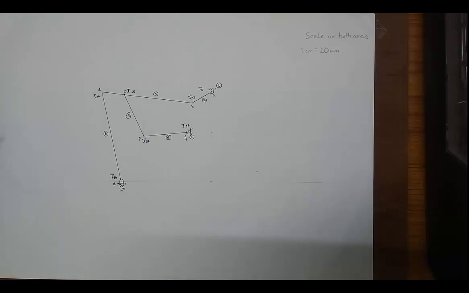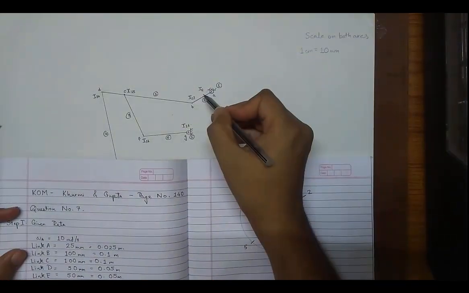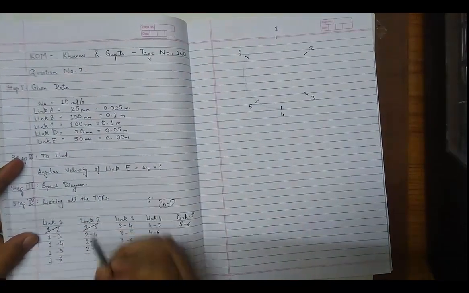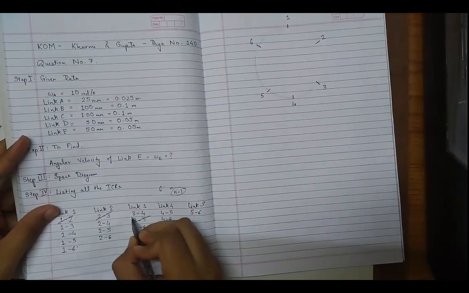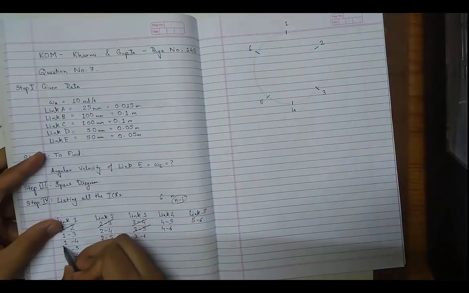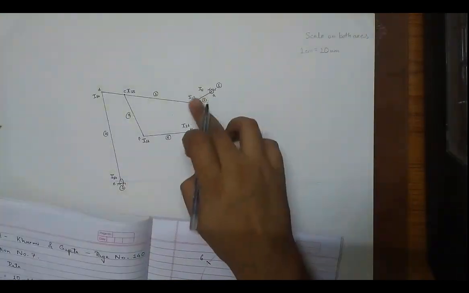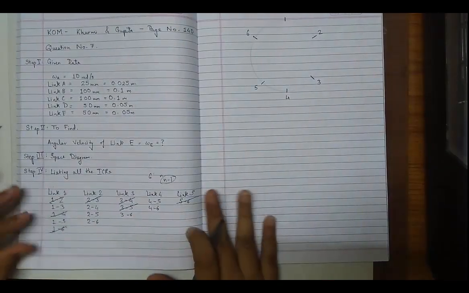Now I have to cut these ICRs in this. So what all I have marked? 1 2, 2 3. So I will cut 1 2, 2 3. Then 3 5, 3 4. Then 1 4, 5 6, and 1 6 also. 1, 2, 3, 4, 5, 6, 7. Right. 7 have been cut.